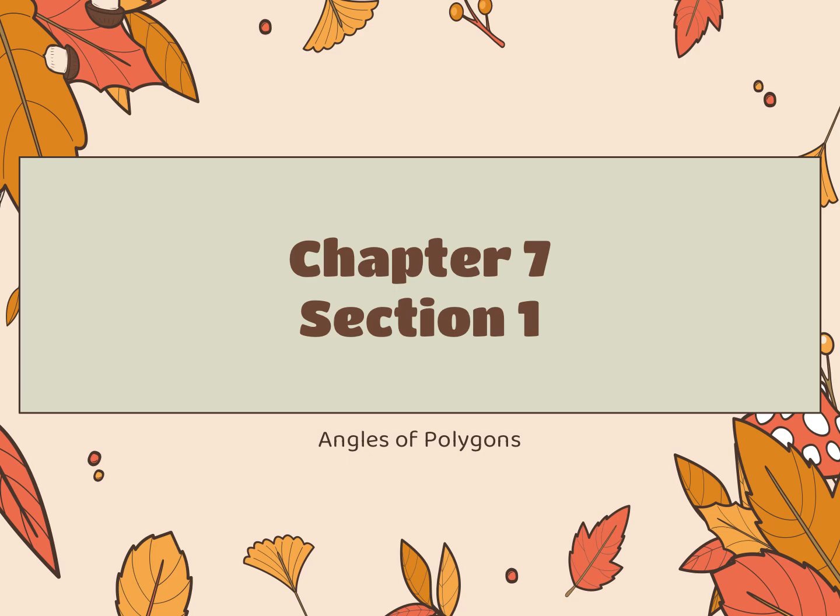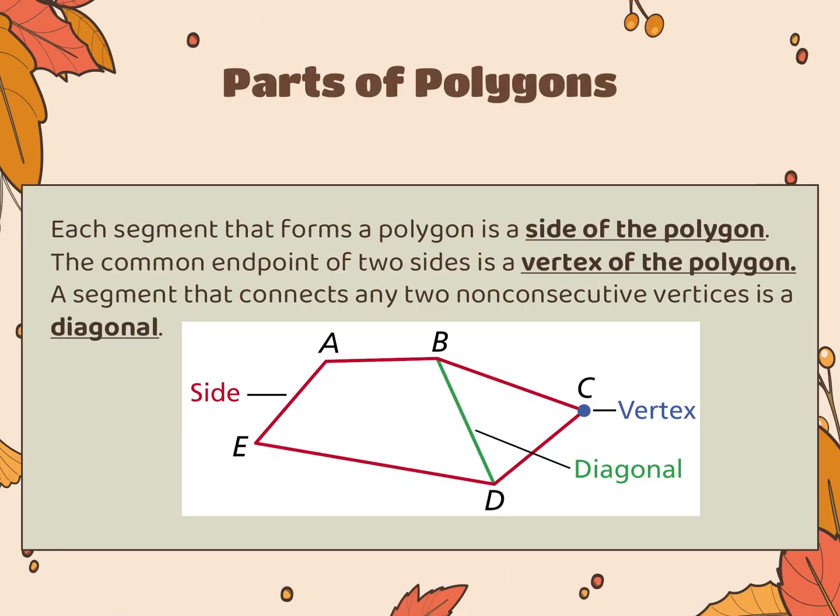Today we're going to cover Chapter 7, Section 1, and we're going to deal with angles of polygons. So first we have to, as always in geometry, recognize vocabulary words. We have to understand them and be able to identify the parts.